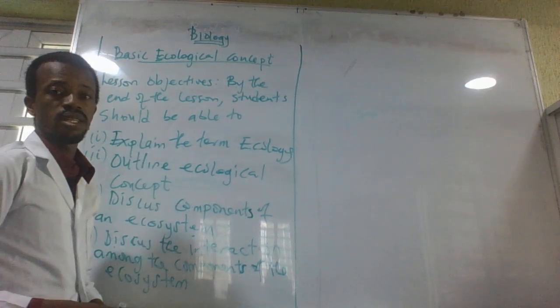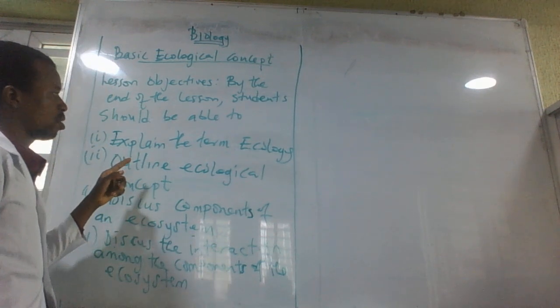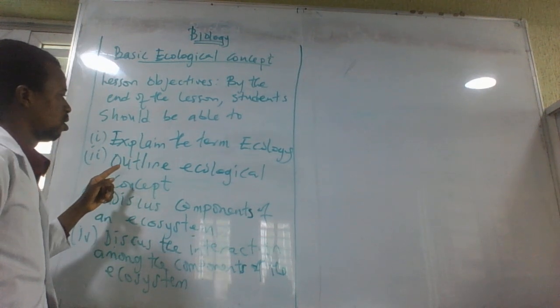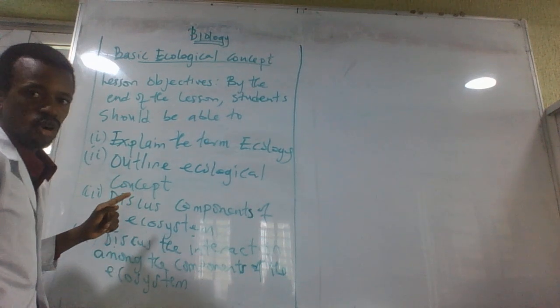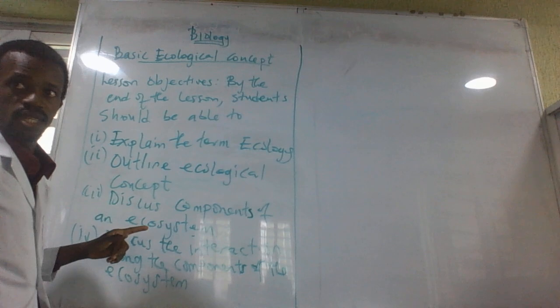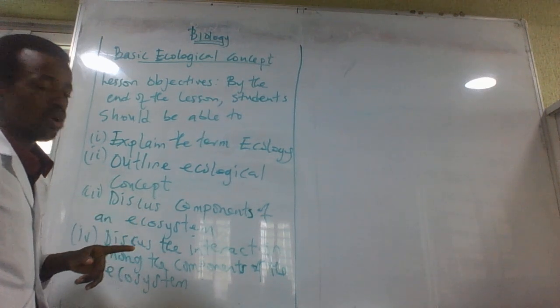Good evening, learners. Today's lesson we're talking about the basic ecological concepts. Under this lesson, we're considering the word and term ecology. Then we are going to outline the ecological concepts. Then we discuss the components of an ecosystem. Then lastly, we discuss the interaction among the components of the ecosystem.